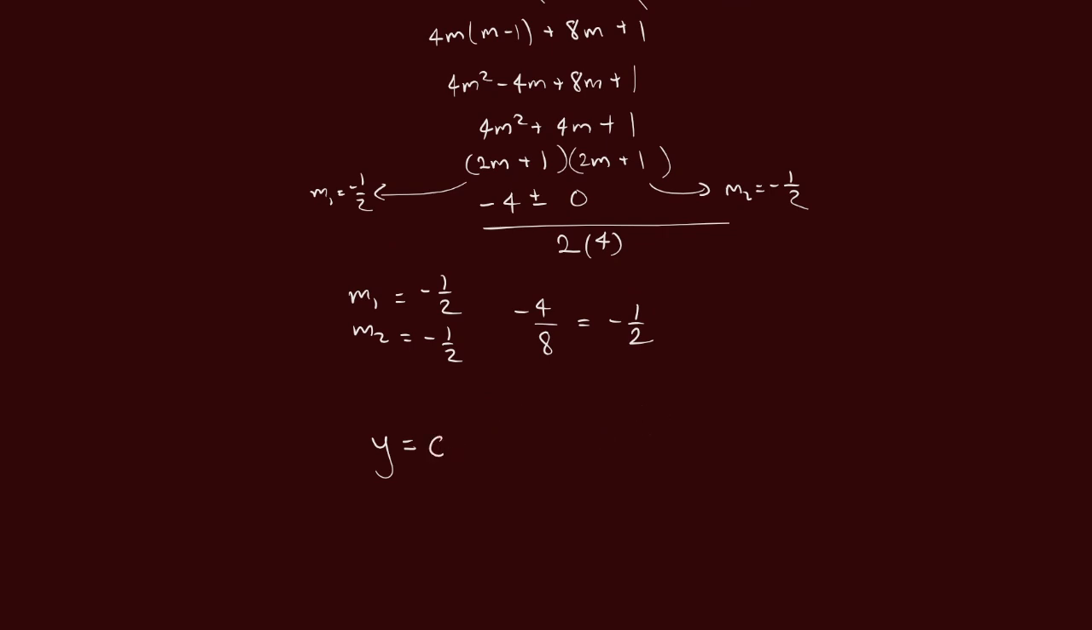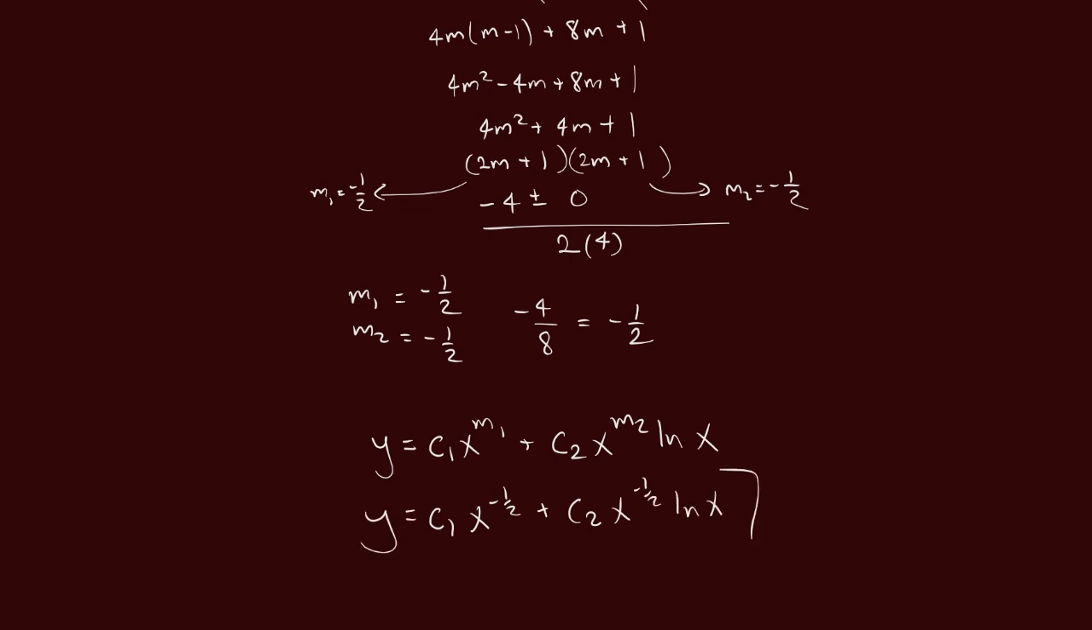It's c1 times x to the power of m1 plus c2 times x to the power of m2 times ln of x. Okay, so it'll be c1 times x to the power of minus 1 over 2 plus c2 times x to the power of minus 1 over 2 times ln of x. And this is actually our y value. So just make sure you memorize that.